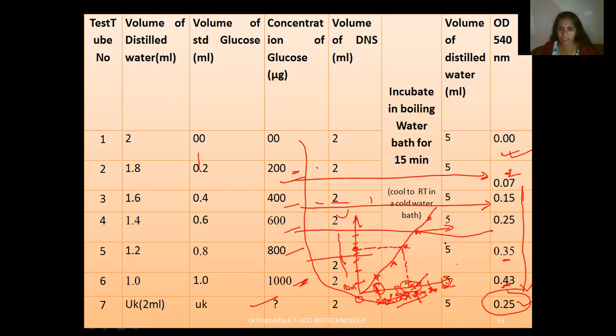Okay, the unknown concentration of glucose is equal to how much? That is around 500 microgram. You need to write 500 microgram in 2 ml. So we made this for 2 ml. So in 2 ml, there is 500 microgram of glucose. Hope you understood here.